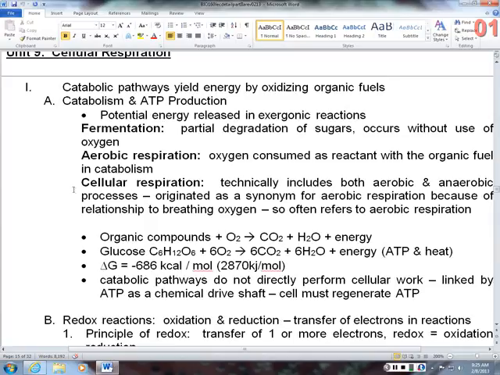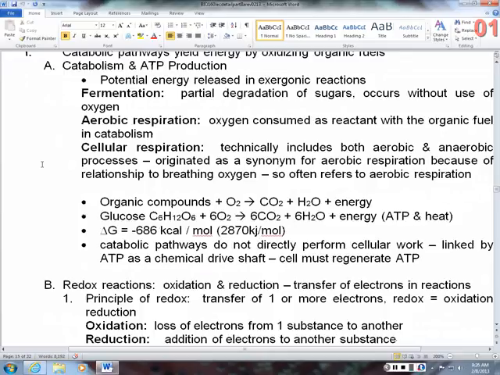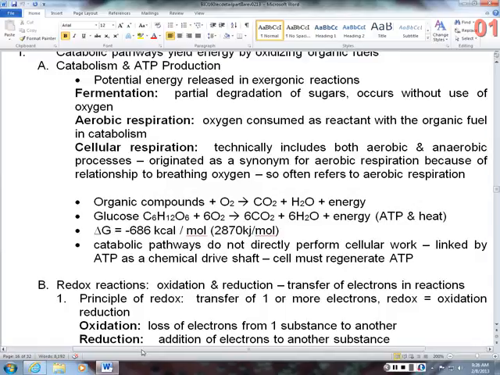Your catabolic pathways are going to give energy by oxidizing organic fuels. In catabolism and ATP, you've got potential energy that's released in exergonic reactions. There's a couple ways you can get it. One is fermentation. With fermentation, you partially degrade a sugar, you don't completely degrade it, and it occurs without the use of oxygen. With aerobic respiration, oxygen is consumed as a reactant with the organic fuel.